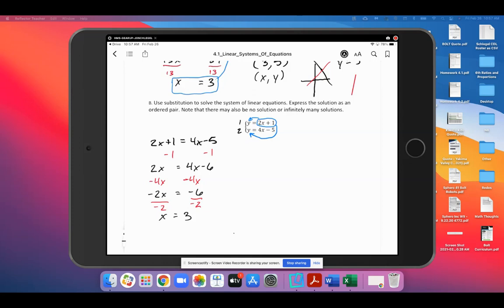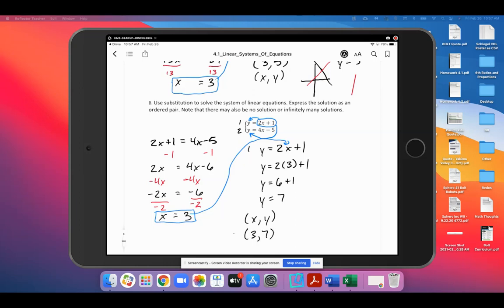So in my case, I'm going to choose to put x equals 3 into the first one, into equation number 1, because it just looks easier. And so I can replace x in this equation with 3. So I've got y equals 2 times 3 plus 1. Y equals 6 plus 1. Y equals 7. So my solution to this system of equations, folks, is going to be the point (3, 7).